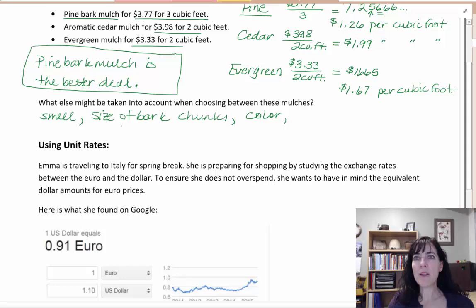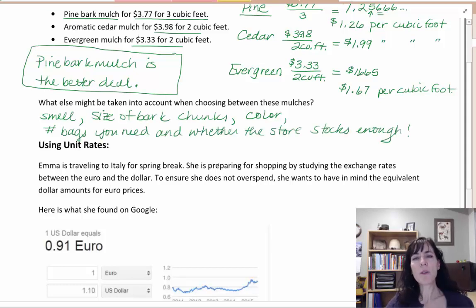And then you might have an issue with the availability, so the number of bags that you need to buy and whether they have enough. Okay, so there are other issues. Price is not always the main issue. And sometimes you would decide, okay, the cedar is the most expensive of the 3 types of bark, but I needed this color and this size and I love that smell, so I'm going to go ahead and pay the extra anyway. So you might decide that. So that's a valid reason for making a different decision.